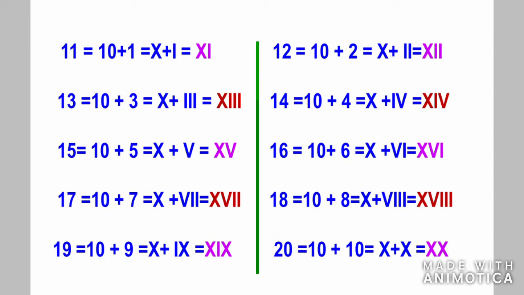18 is equal to 10 plus 8, is equal to X plus VIII, is equal to XVIII. 19 is equal to 10 plus 9, is equal to X plus IX, is equal to XIX. 20 is equal to 10 plus 10, is equal to X plus X, is equal to XX. This is up to 20, but after 20, when the bigger numbers come, how will we do it? Right now, we will do that. Now we will apply all the rules in number writing.